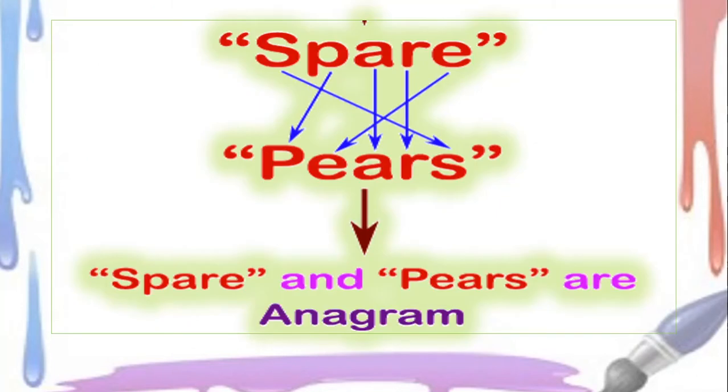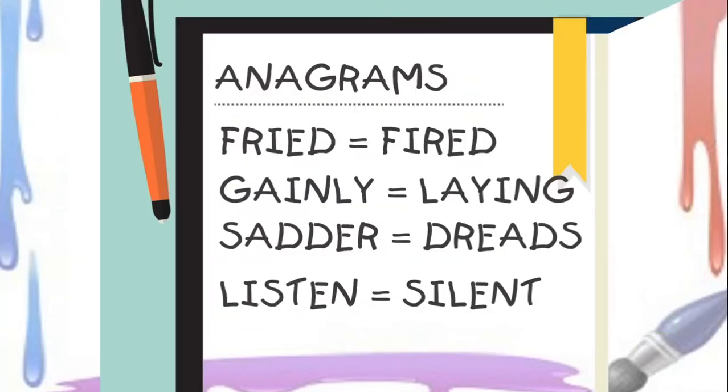Alright, let us look at one more example here. S-P-A-R-E, spare, and P-E-A-R-S, pears. Okay, so spare and pears are anagrams of each other. So children, these were some examples of anagrams and also what the meaning of anagram is. So a few more examples before we go to the next vocabulary exercise in this lesson. So look at these examples of anagrams.